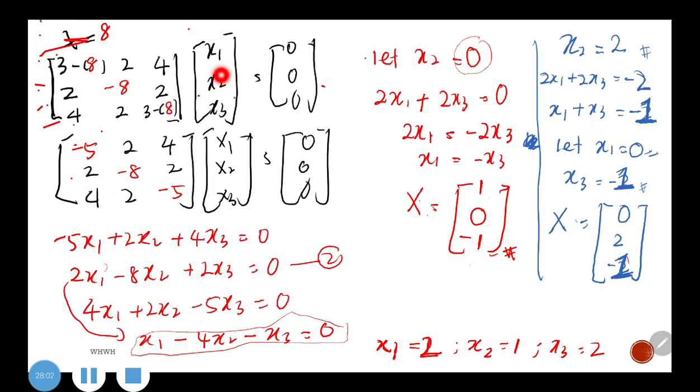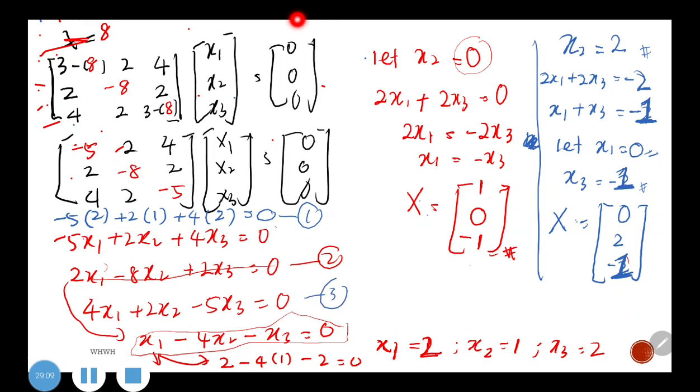So x1 is 2, minus 4 times x2 which is 1, and minus x3 which is also 2. Do we get it? Yes, 2 minus 4 minus 2 is 0. So it satisfies the second condition. Looks good. Let's try substituting into the first equation. You can't just check that it satisfies only one equation; you must make sure it satisfies all 3 equations. So we get negative 5 times x1 which is 2, plus 2 times x2 which is 1, plus 4 times x3 which is 2. Negative 10 plus 2 plus 8 equals 0. Negative 10 plus 2 is negative 8, plus 8 is zero. It satisfies the first condition.